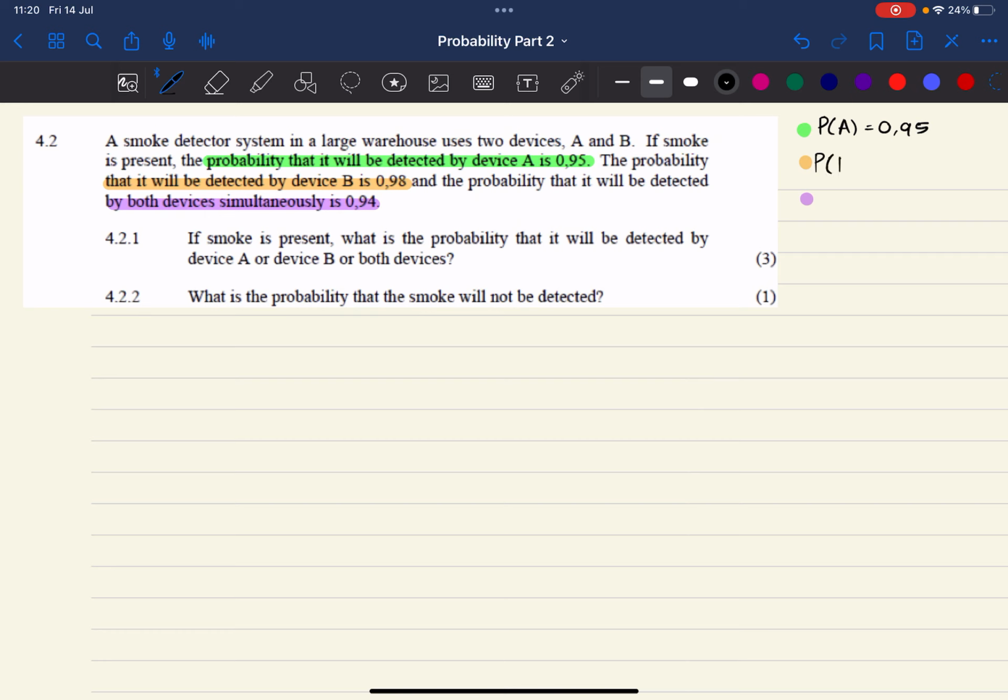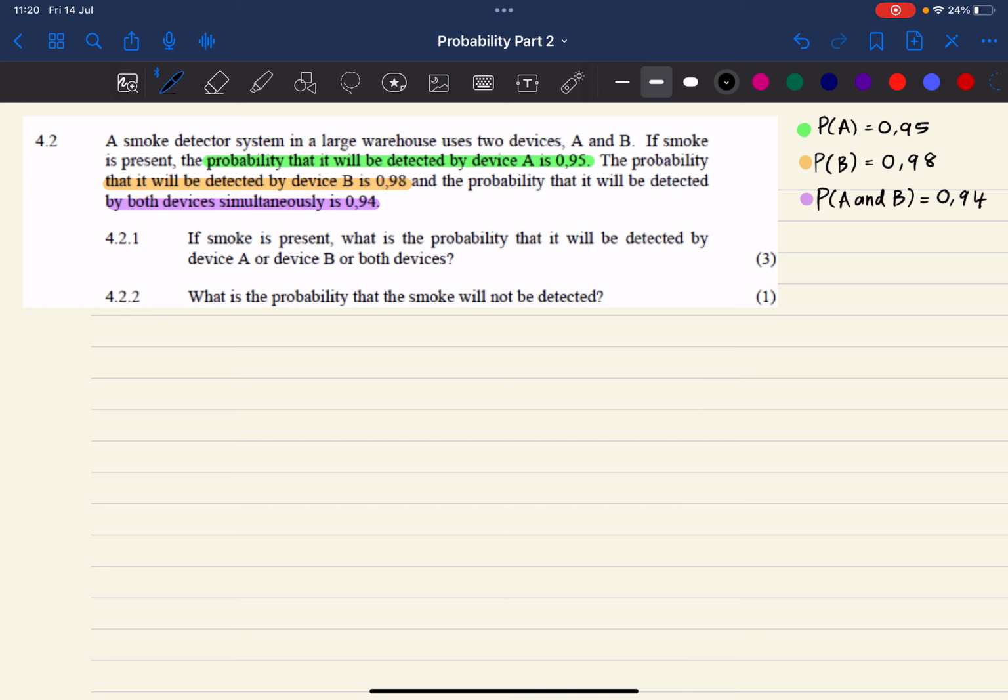The probability of it being detected by device B is 0.98. And the third piece of information, both devices simultaneously, this means P(A and B). So it would be detected by A and B. Remember, both devices simultaneously means that both of them are detecting. And we said that intersection, or A and B, means that both of the events occur. So both A and B detecting occurs, and this is 0.94 as given to us by the question.